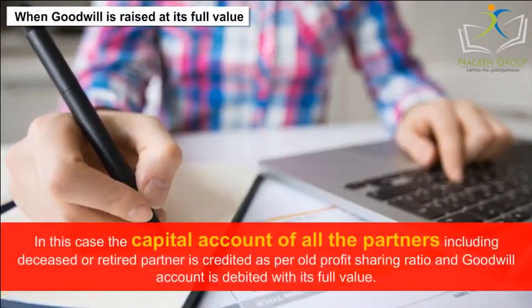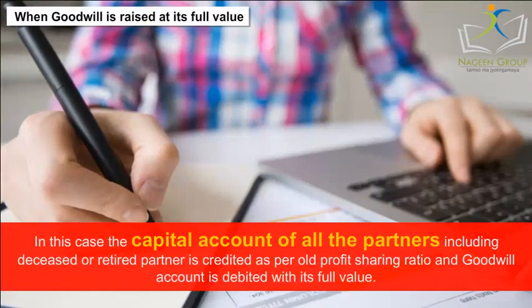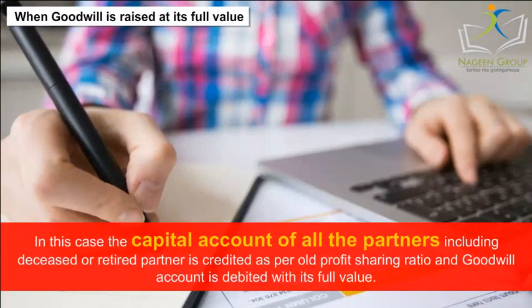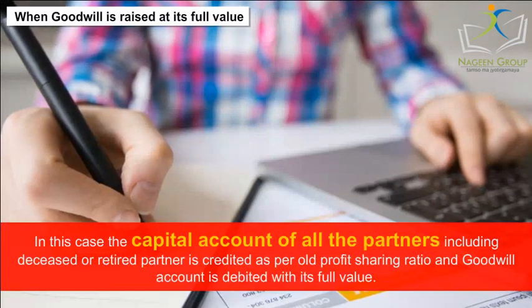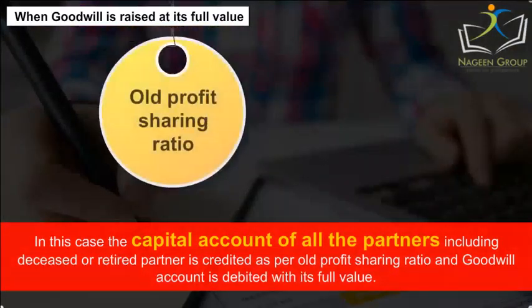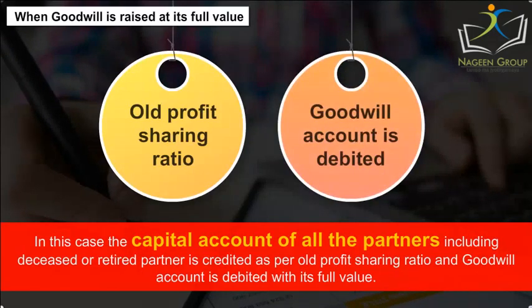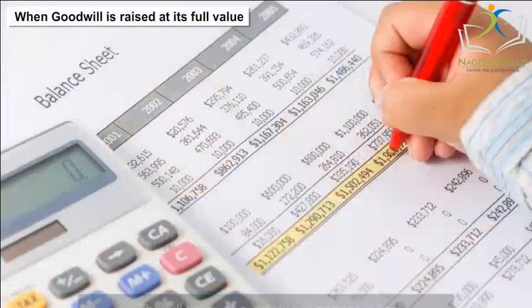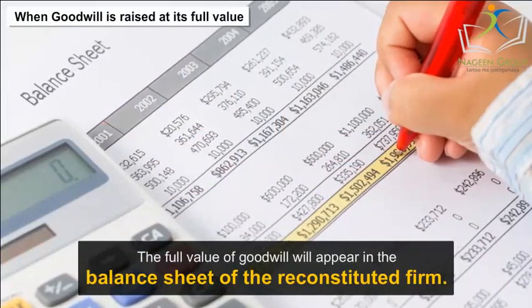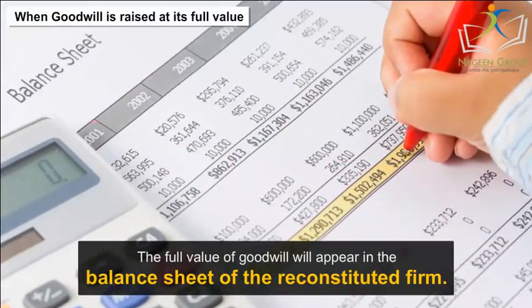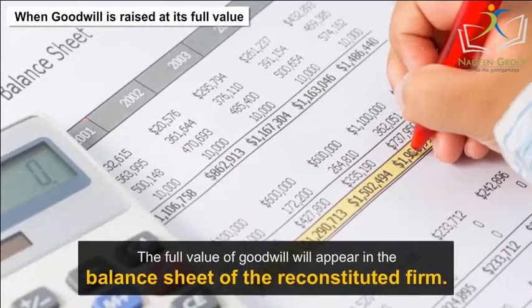In this case, the capital account of all the partners, including the deceased or retired partner, is credited as per the old profit sharing ratio, and the goodwill account is debited with its full value. The full value of goodwill will appear in the balance sheet of the reconstituted firm.